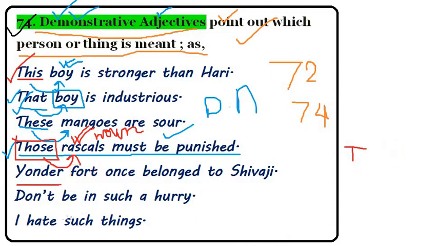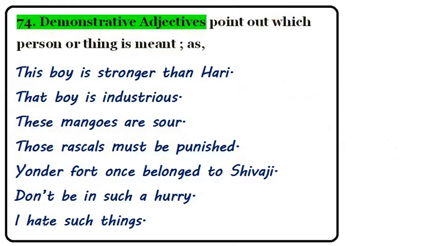Don't be in such a hurry. So in this sentence, which is the demonstrative adjective? Such. Look carefully. Such is the demonstrative adjective here. It is describing hurry in this sentence. Okay. Don't be in such a hurry. So here it is the demonstrative adjective in this sentence.